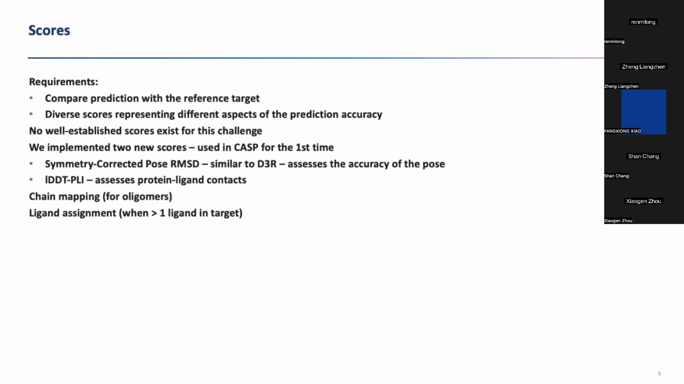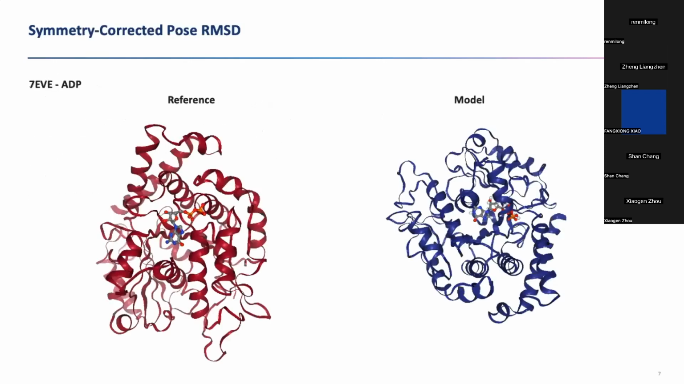And so we, with the input of Pat, designed 2 scores, which I'm going to describe in a few slides. The first is a symmetry-corrected pose RMSD. This is similar to what the D3R has been doing, where they used a symmetry-corrected pose RMSD as well. There's just one more thing, because we asked participants to predict the protein structure. The model is not in the same reference frame as the reference.